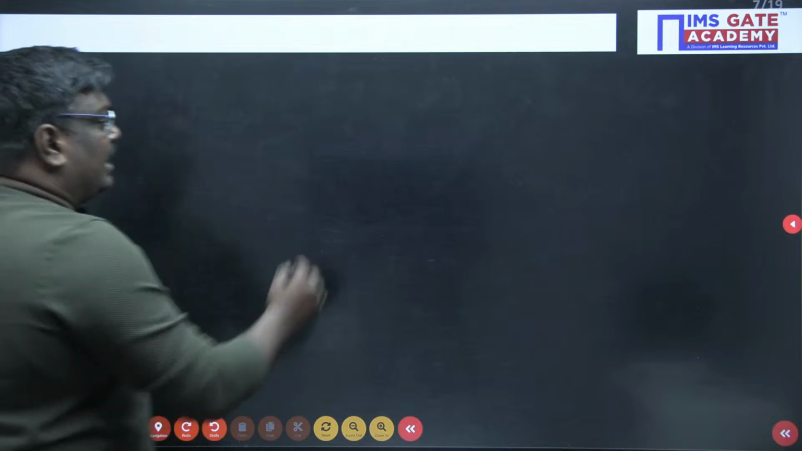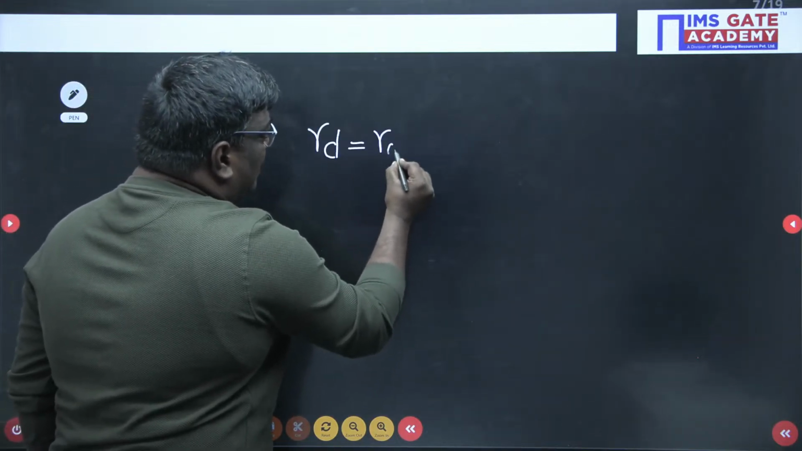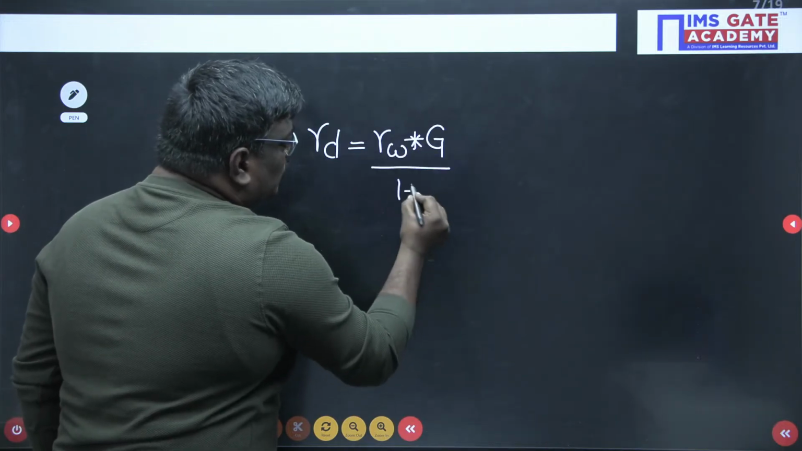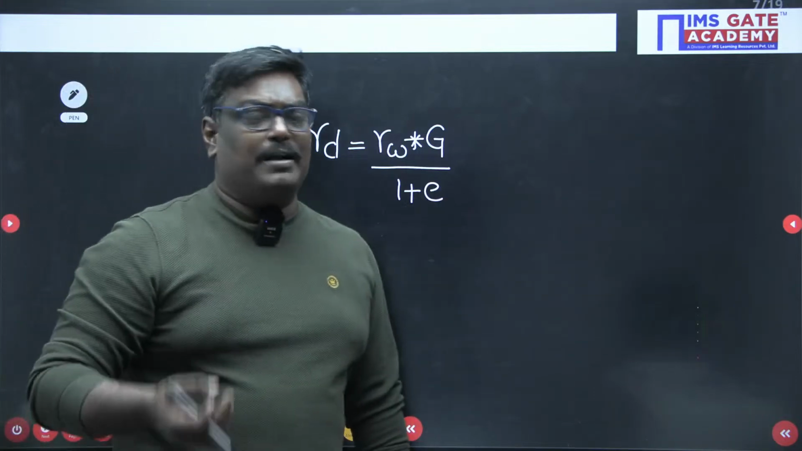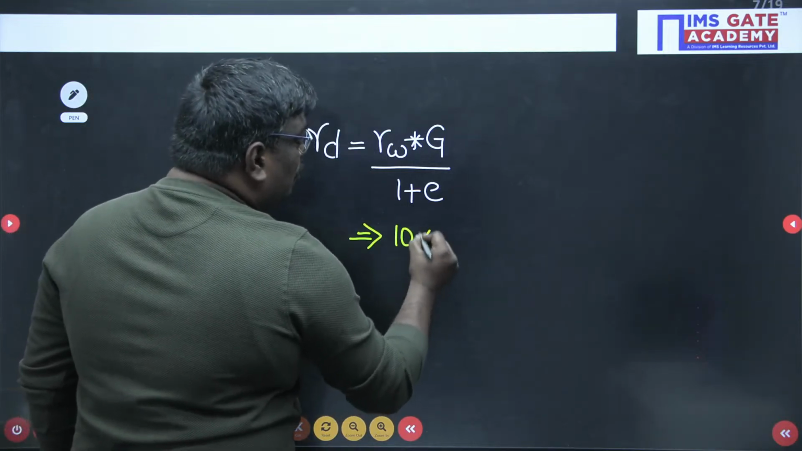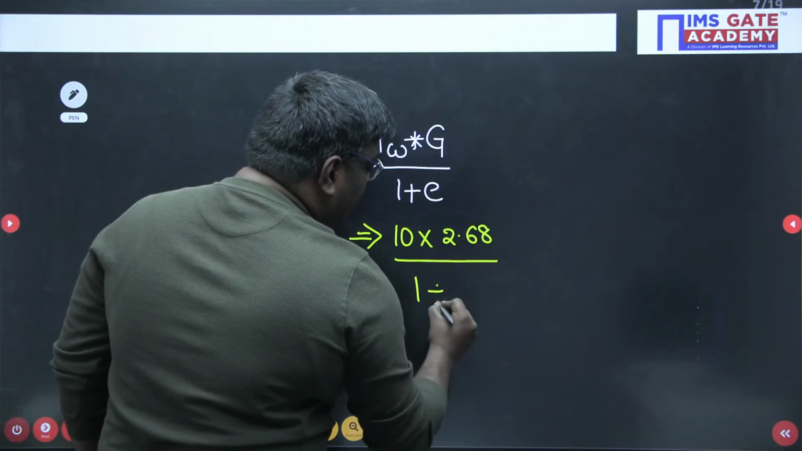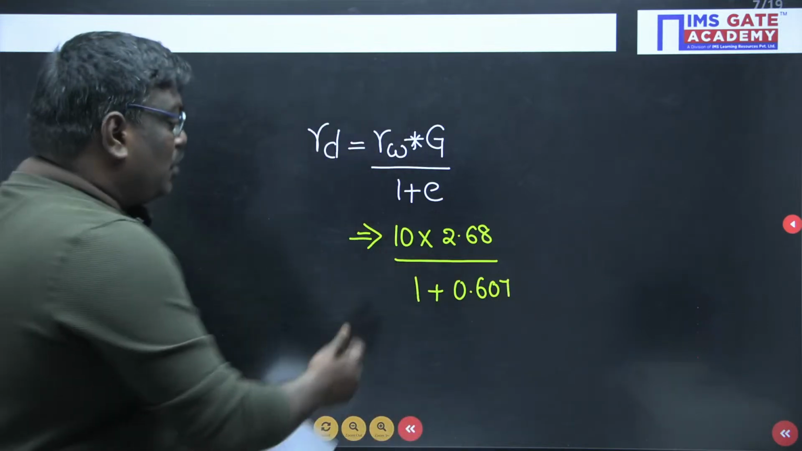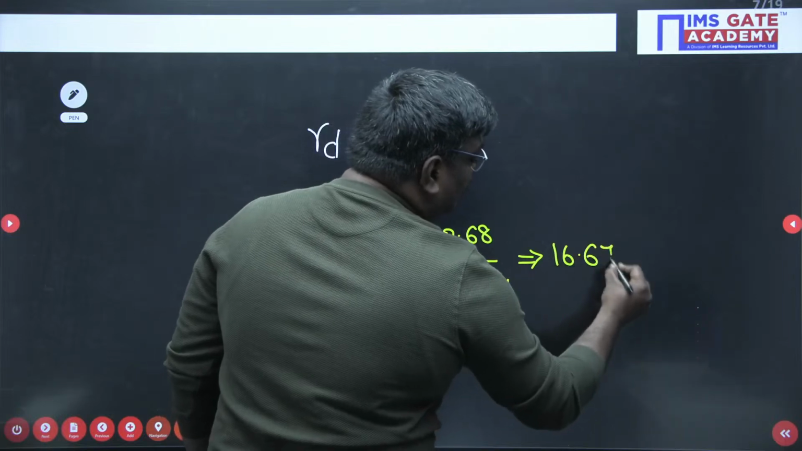Now the dry density is given by the formula gamma W into G upon 1 plus E. Most of the students might be taking 9.81, but in the problem itself they have given 10. So 10 into 2.68 divided by 1 plus void ratio, which is 1 plus 0.607. On substituting these values, you will get a dry density of 16.67 kilonewton per meter cube.